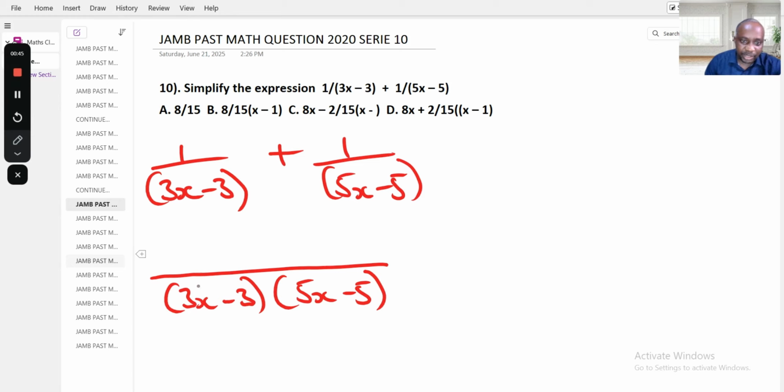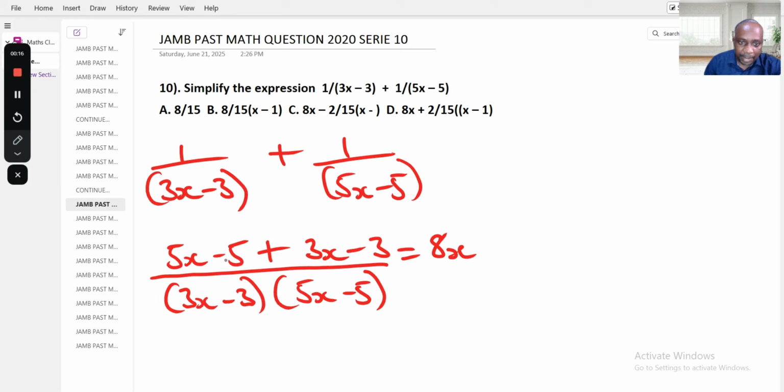Now 3x minus 3 can cancel out this one. It will remain 5x minus 5. 5x minus 1 times 1 at the top is going to give us 5x minus 1. The next one, 5x minus 5, cancel out this one. It will remain 3x minus 2 multiplied by 1 plus going to give us 3x minus 3. Now let's add up this one. This is 5x, this is 3x. 5x plus 3x is going to give us what?